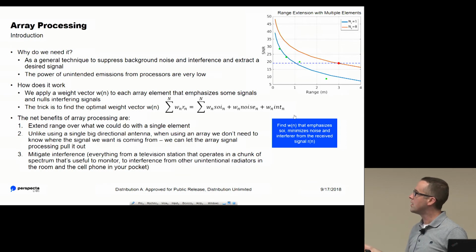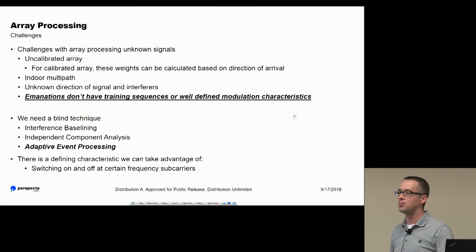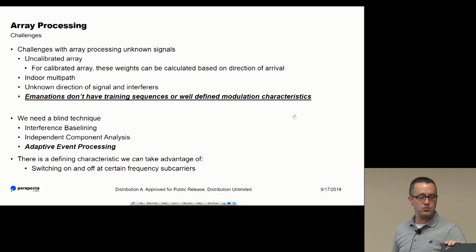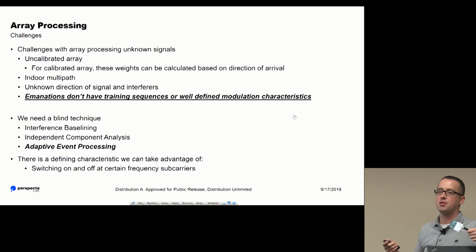So the goal here, we want to find a weight vector that's going to enhance our signal of interest and that's going to bring the noise down and nullify interferers. So this is the problem. This is what we want to do, very generally. So why is this a difficult problem for this particular application? Well, it's an unknown signal. So whatever device we're trying to monitor, we don't necessarily know what the emanations are going to be. We might not have characterized it. It might be a commercial device. We don't have access to the code.